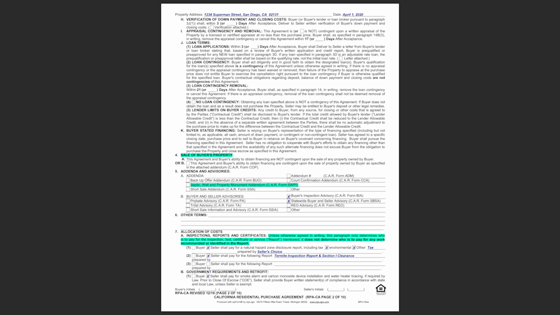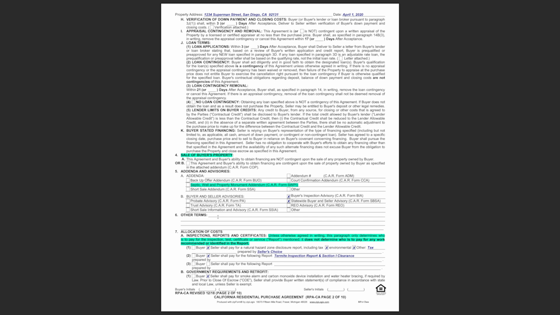Okay, great. Now we're going to move on to a very important part of the contract, and this is allocation of cost. Who is going to pay for what? Now, the very first line item here is very commonly and very typically paid by the seller. It is seller shall pay for the natural hazard zone disclosure report.